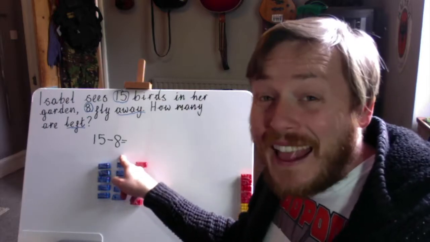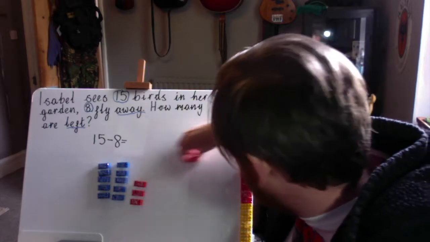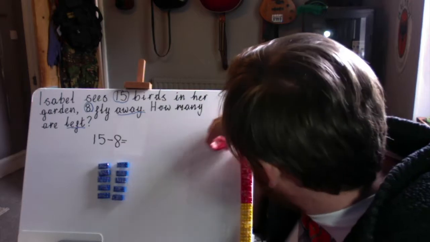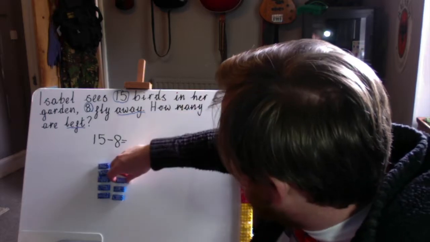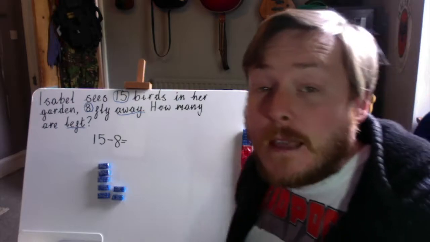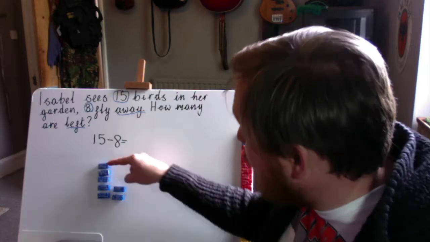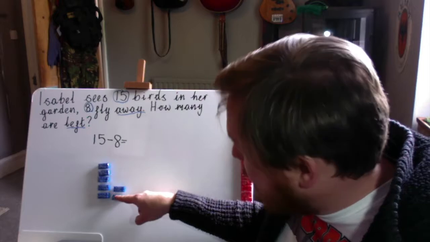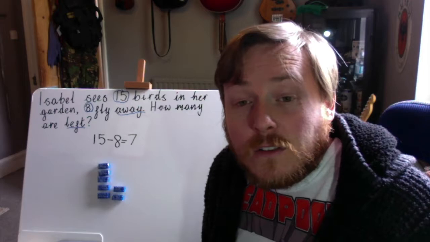Now I need to take away 8. So I'm going to put 8 back. 1, 2, 3, 4, 5, 6, 7, 8. Now, I did that well, so I know I didn't make a mistake. But remember, if you make a mistake, it's absolutely fine. Just start again. So let's see how many are left. 1, 2, 3, 4, 5, 6, 7. 7 is my answer.